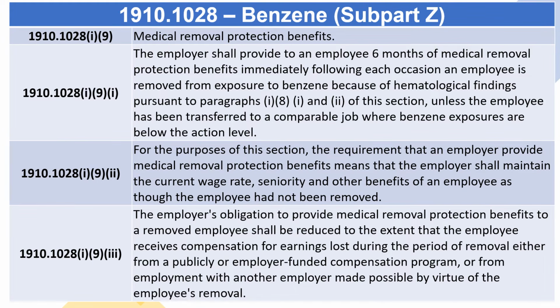1910.1028 I-9. Medical removal protection benefits. 1910.1028 I-9(1). The employer shall provide to an employee 6 months of medical removal protection benefits immediately following each occasion an employee is removed from exposure to benzene because of hematological findings pursuant to paragraphs I-8(1) and (2) of this section, unless the employee has been transferred to a comparable job where benzene exposures are below the action level.